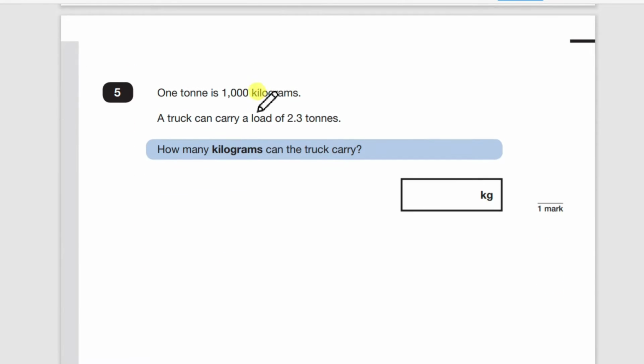Number 5. So 1 ton is 1,000 kg. A truck can carry a load of 2.3 tons. Cool. How many kilograms can this truck carry? Well, if 1 ton is 1,000, that means 2.3 tons is 2.3 times bigger. So in other words, instead of 1,000, it would be 2,000 and then 300.